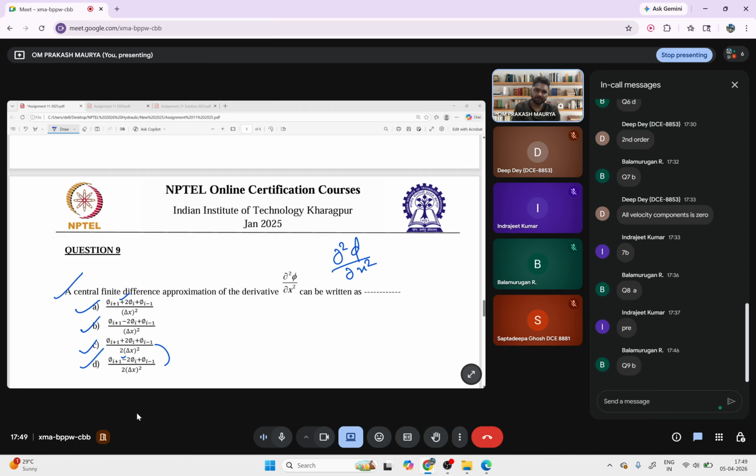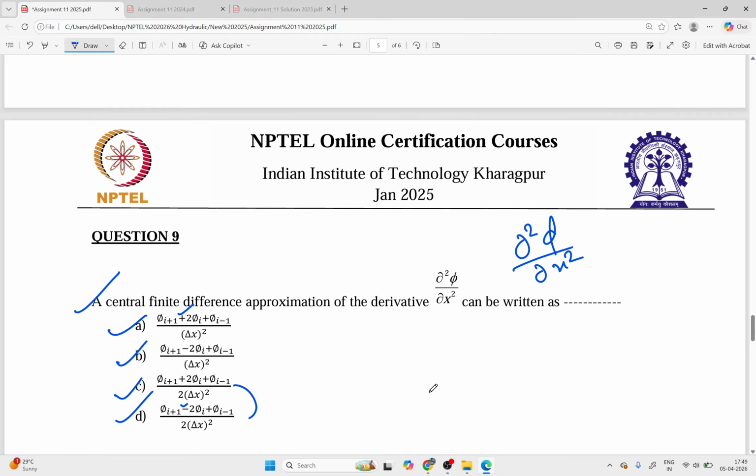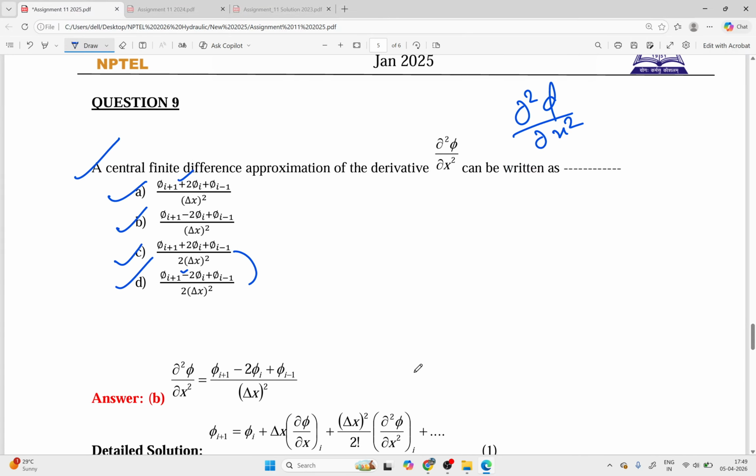So please just try to write your answer. Okay, so Indrajit is also telling B option. Nice. Okay, so now I'll go for the final answer. So here your B option is correct.